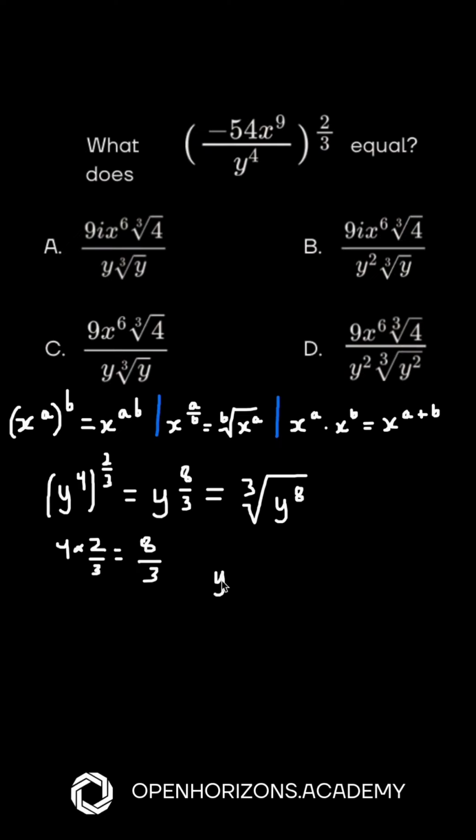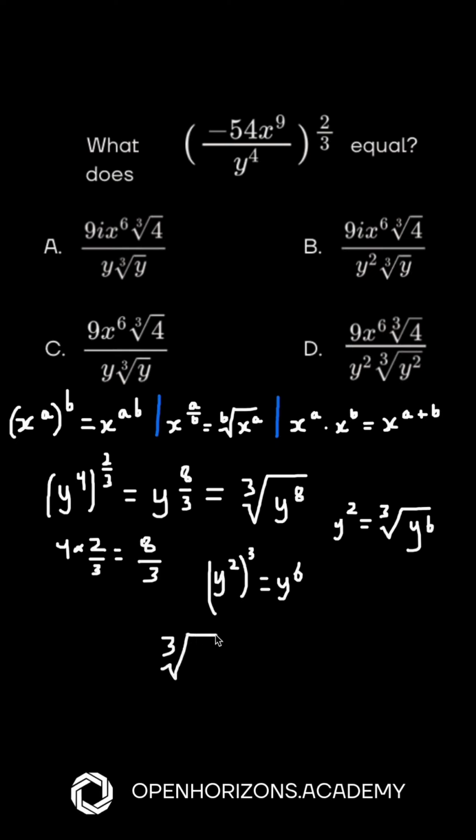So let's start with answer D. The first thing we're going to do is try to express this y squared here in terms of the cube root. To do this, we're just going to cube y squared. So y squared, all cubed, is equal to y to the power of 6. So y squared, therefore, is equal to the cube root of y to the power of 6.